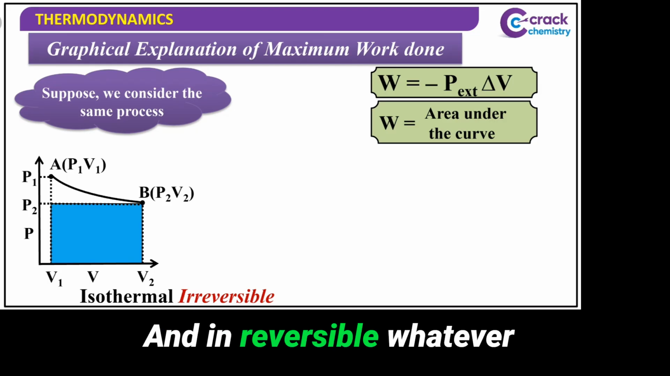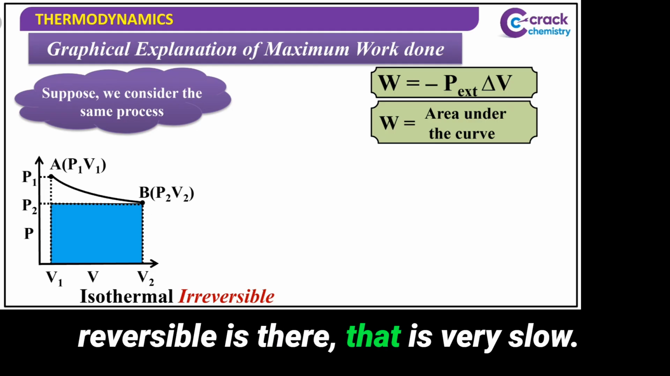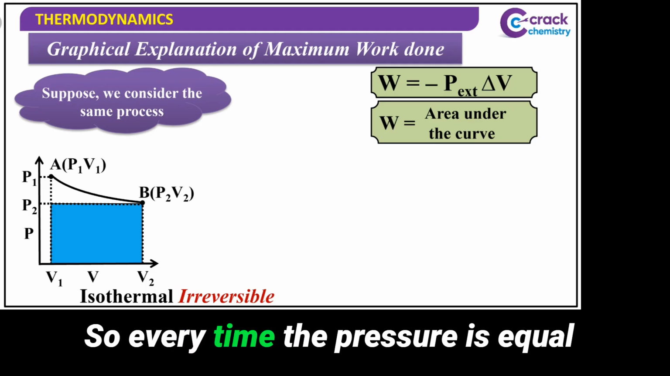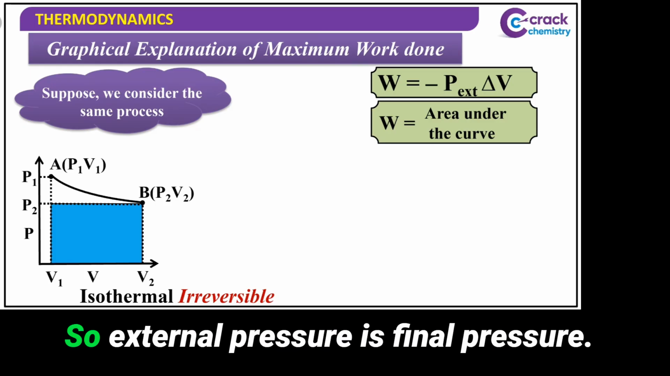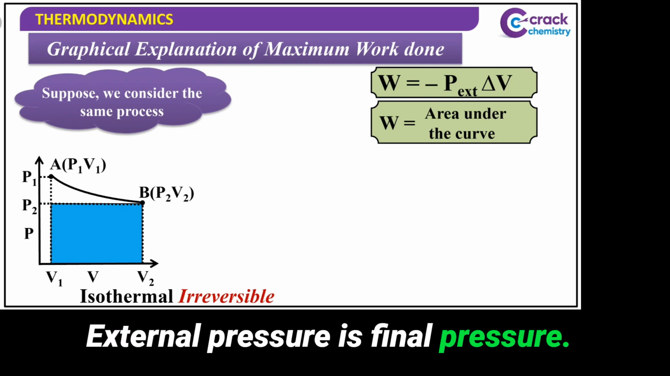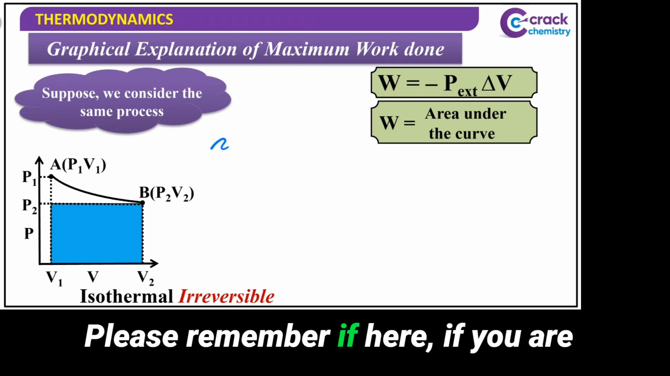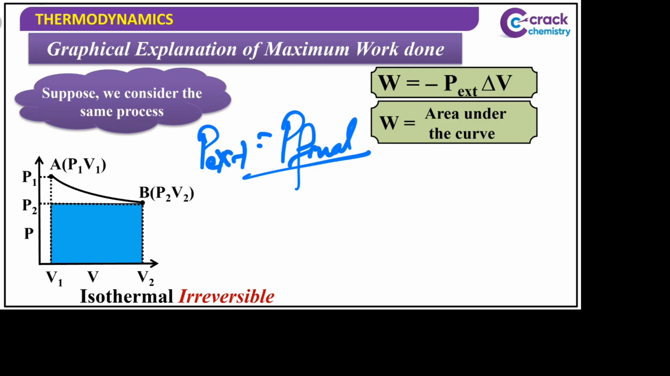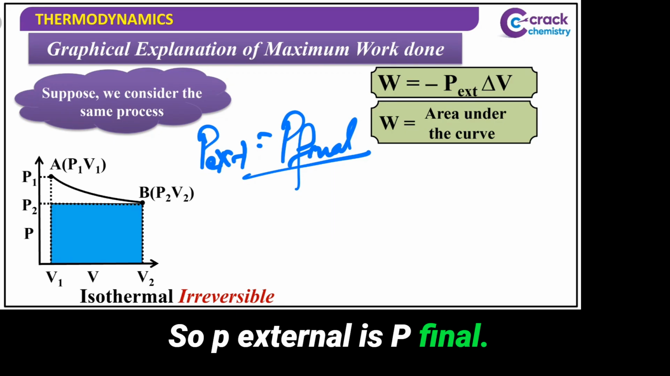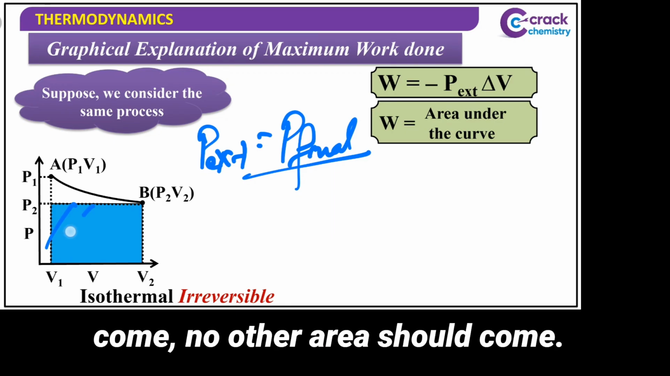In a reversible process, the process is very slow, so every time the pressure is equal to the external pressure. But in the irreversible process, it is not. So the external pressure is the final pressure. Please remember, if you are doing it this way, then P external is P final. So only this area should come, no other area should come.